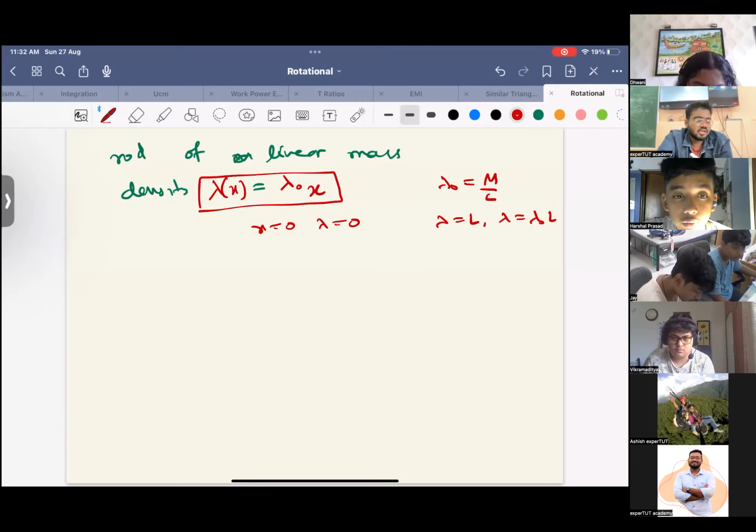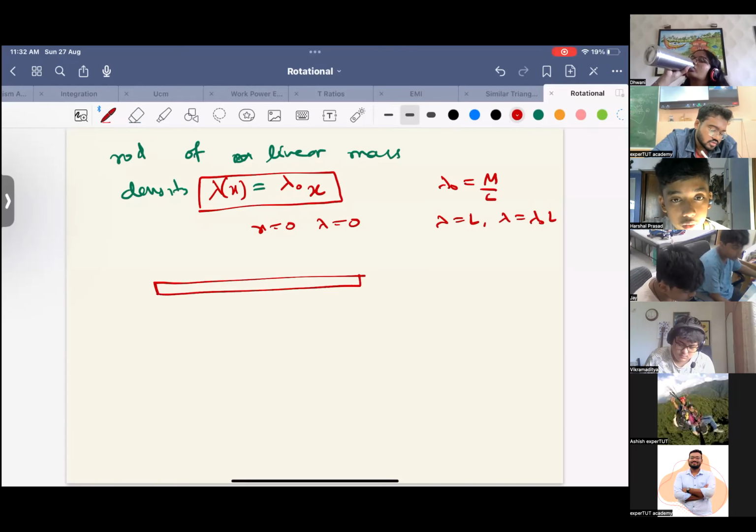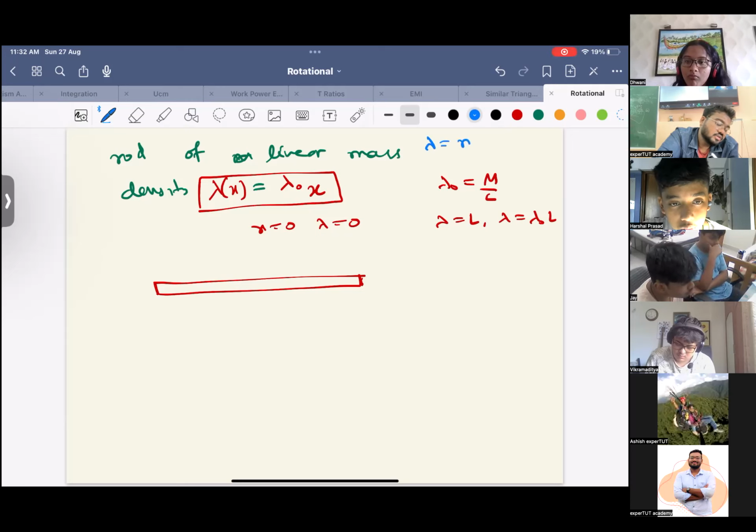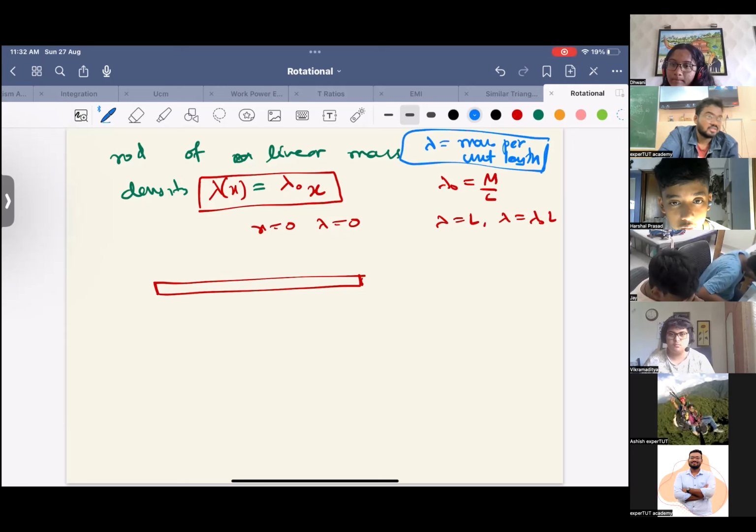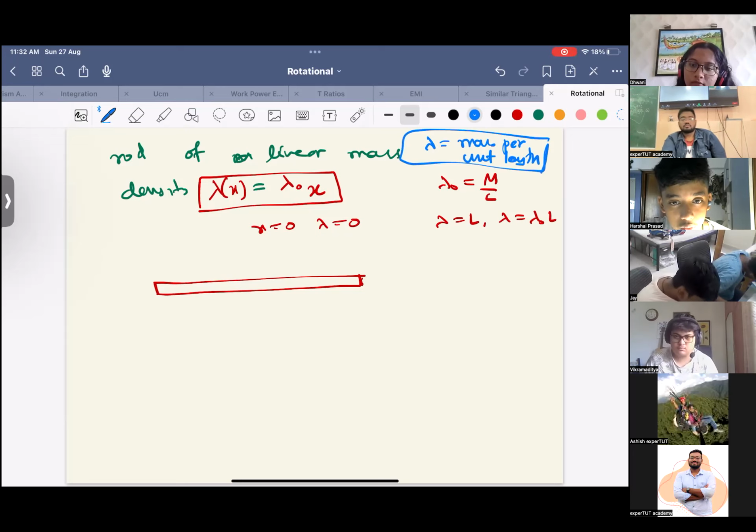Okay, look, lambda equals lambda naught x. What is the meaning of this? If you take the rod, there is a linear mass density. What is linear mass density? It is mass per unit length. So lambda is mass per unit length. That is called linear mass density. So lambda is equal to lambda naught x.